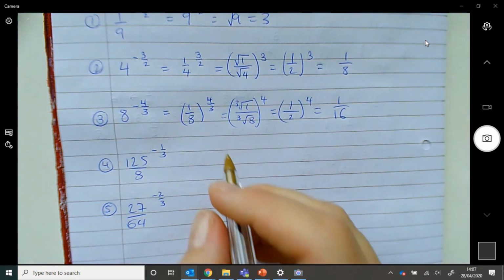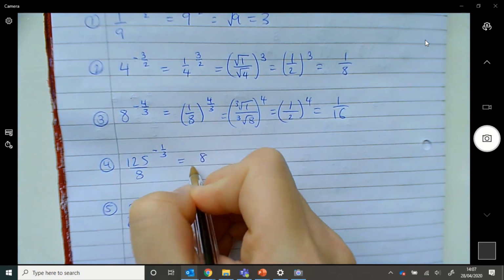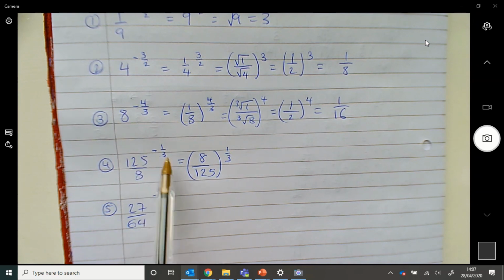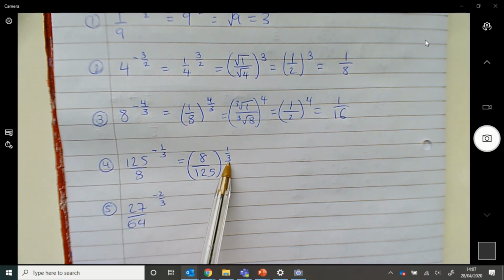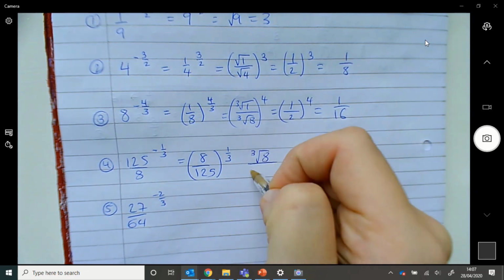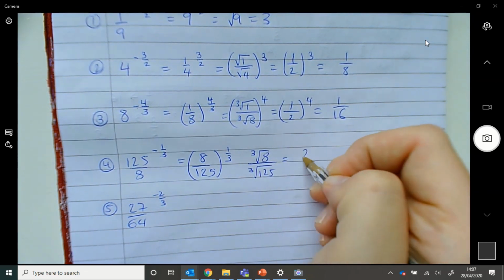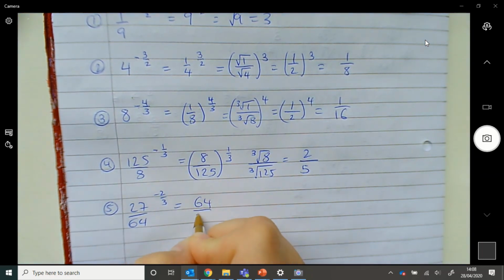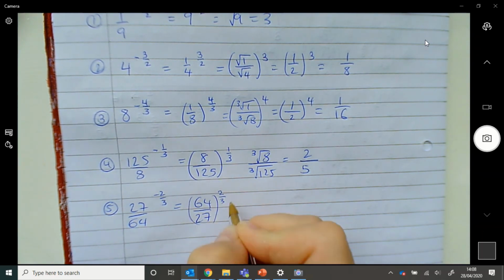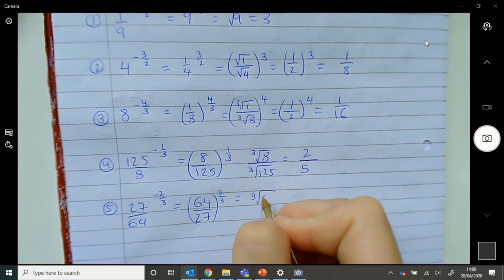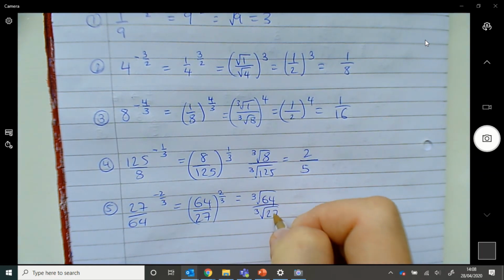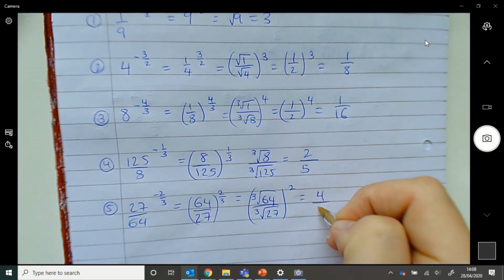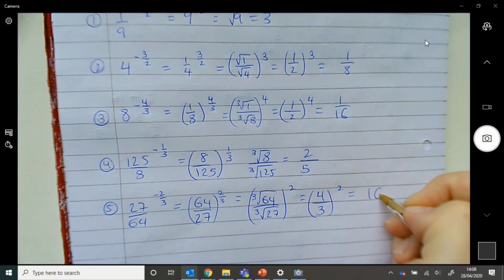Final 2 questions to go. Find the reciprocal first, and then I've got a power of a third. Notice again, the fraction flipped over, the power does not. I then do the cube root of everything, so I need to do the cube root of 8 divided by the cube root of 125, which is 2/5. Final one, find the reciprocal of this fraction, 64 over 27, and that's still to the power of 2/3. I'm now going to cube root everything. Cube root of 64, and that's all squared, sorry. So cube root of 64 is 4, cube root of 27 is 3. That will need to be squared still, 16 over 9.